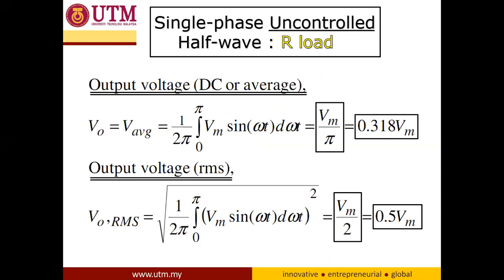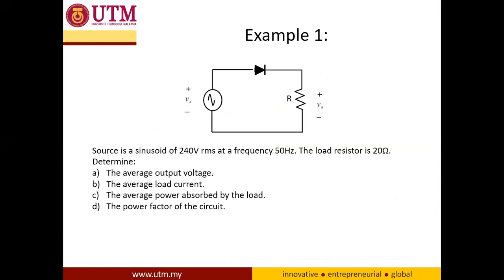So go back here, and the output voltage RMS is shown here, Vm over 2, which you can also calculate as 0.5 Vm. And this is the example. I have already shared with you the solution, how we can solve this. So that's all for the single phase half-wave rectifier with RL load, uncontrolled, using the diode.